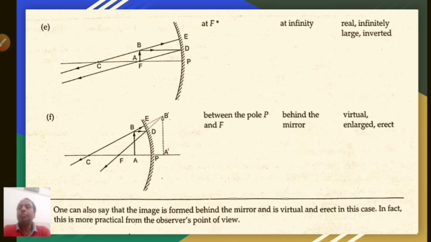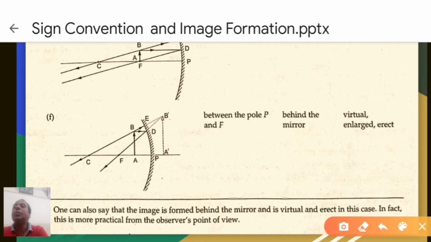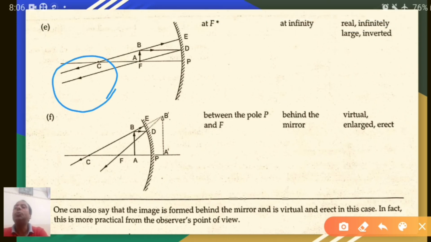Look at this figure. Two more object positions are still left for the concave mirror. When the object is at F, at focus, what will be the nature of the image and where will the image be formed? When the object is at focus, the image will be formed at infinity, because in this situation you can see these two reflected rays. The parallel reflected rays, we assume that they will intersect each other at infinity. So the image is formed at infinity.